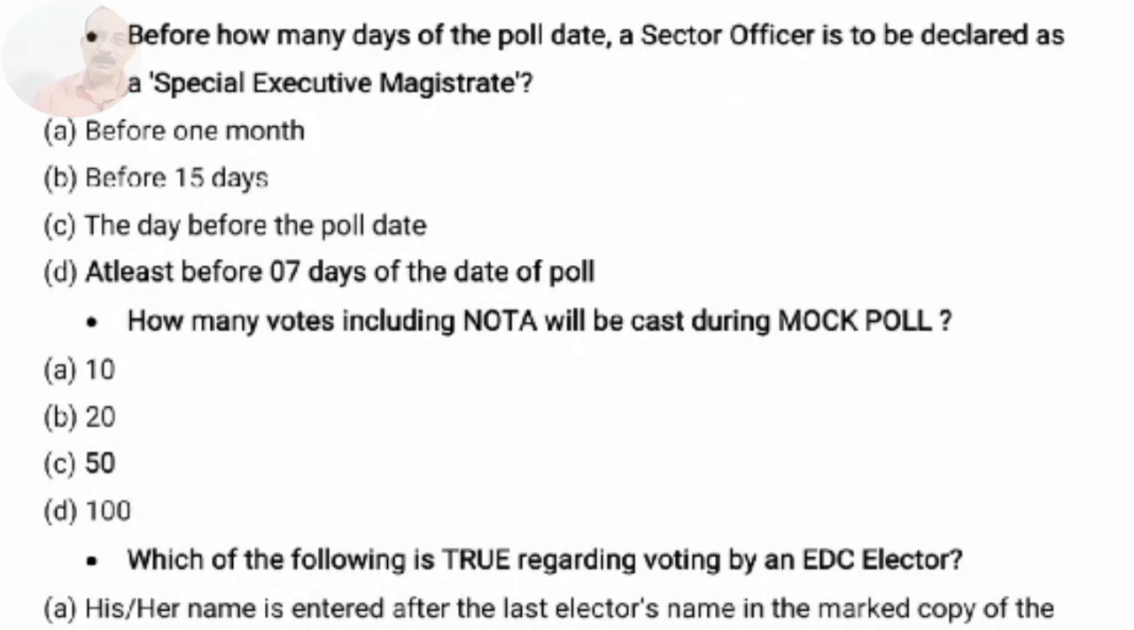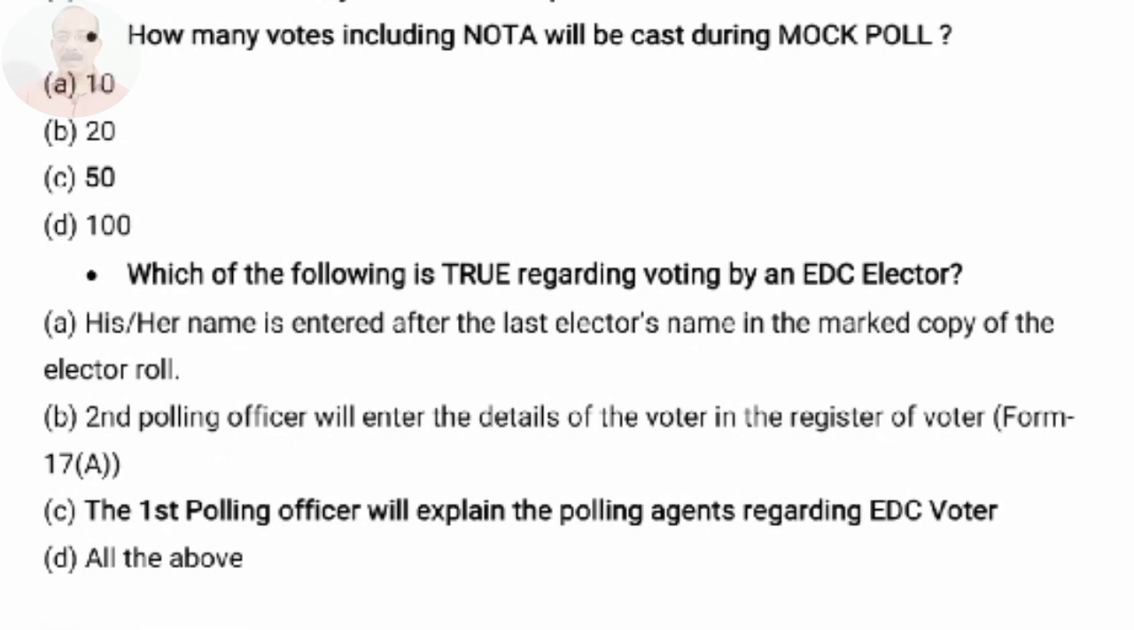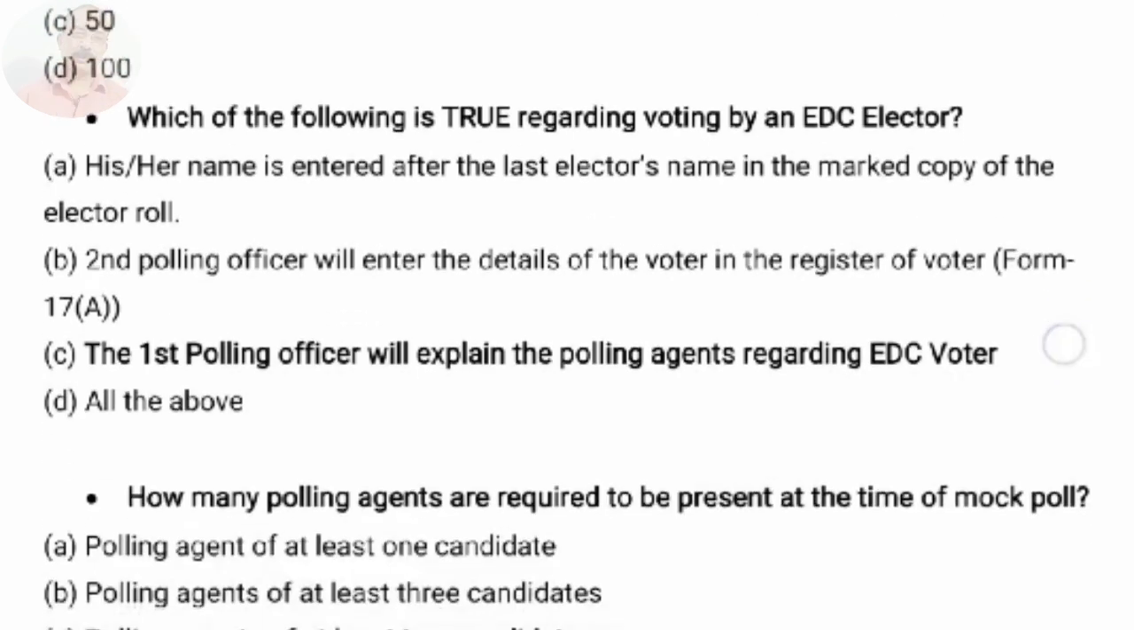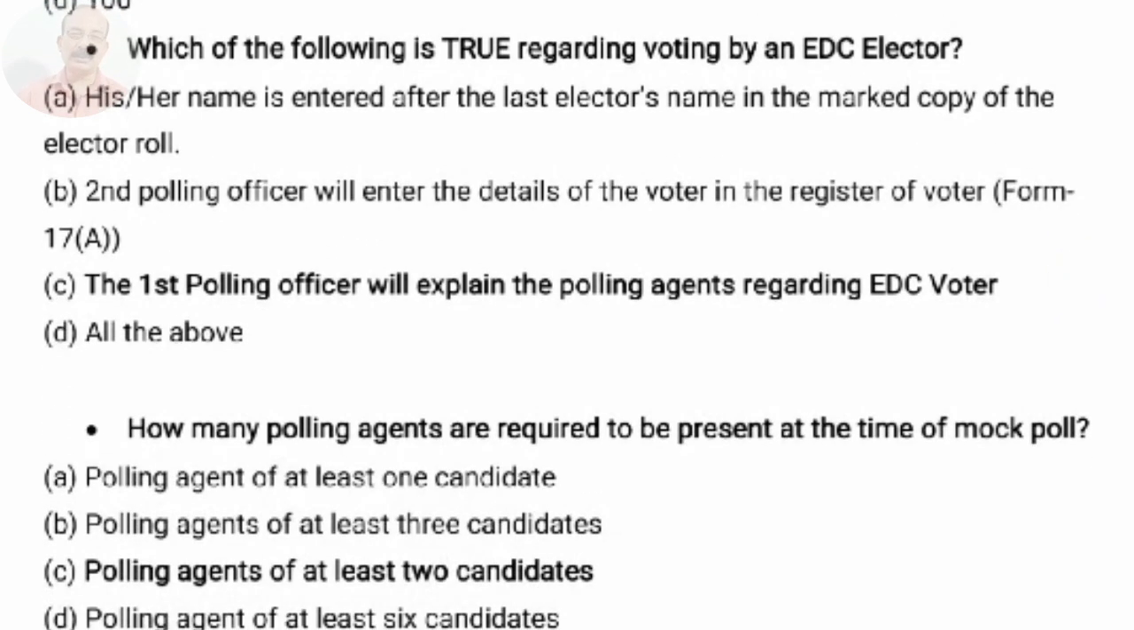Before how many days of the poll date is a sector officer to be declared as a special executive magistrate? At least 7 days before the date of poll. How many votes including NOTA will be cast during mock poll? 50 votes. Which of the following is true regarding voting by EDC electors? The first polling officer will explain to the polling agents regarding EDC voters.